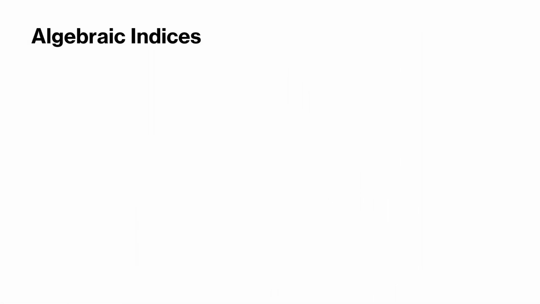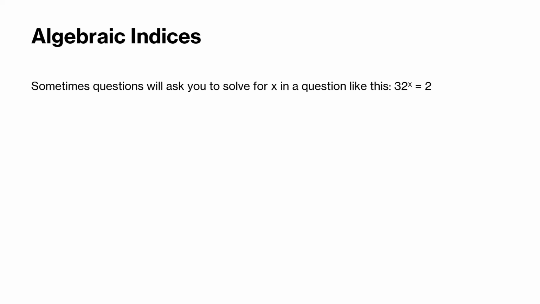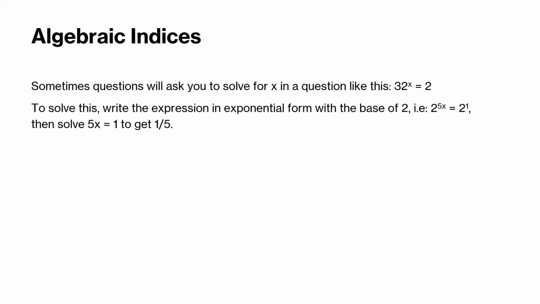Let's talk about algebraic indices. Sometimes questions will ask you to solve for x in a question like this. 32 to the power of x equals 2. To solve this, write the expression in the exponential form with the base of 2. So, both sides, the base has to be the same. In this case, our number is a 2, so the other one has to be a base of 2.